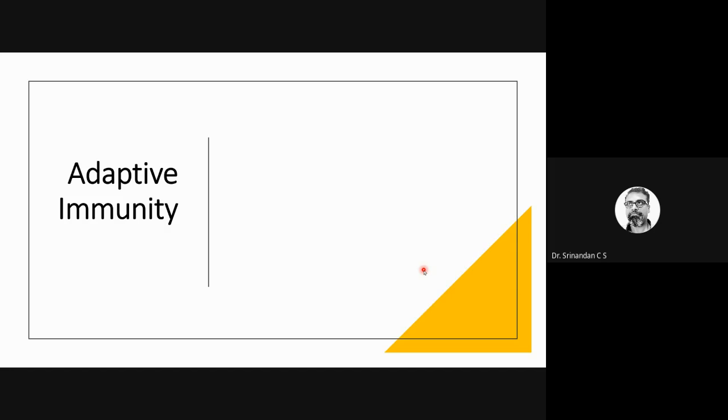Yesterday's class, we had seen about the different components of the innate immunity. Similar way, something which is important is the adaptive immunity. Okay, so there are some features. So these are the classification of the immune response.